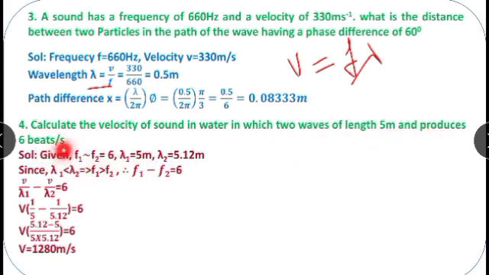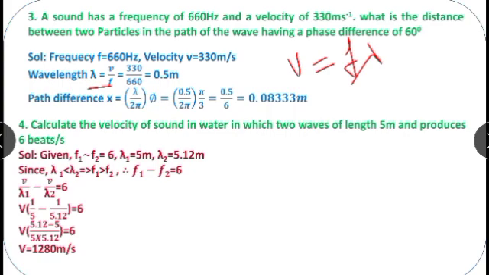and produces 6 beats per second. So this is the solution here. The given values f1 and f2: the difference between f1 and f2 is how much? 6, and lambda 1 is given as 5 meter, and lambda 2 we have to consider as 5.12 meter. Okay, the next one, lambda 1 is less than lambda 2.